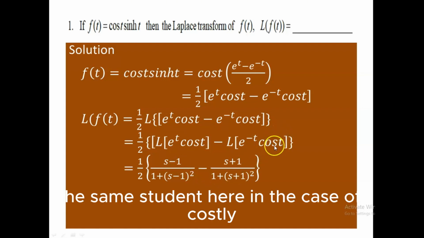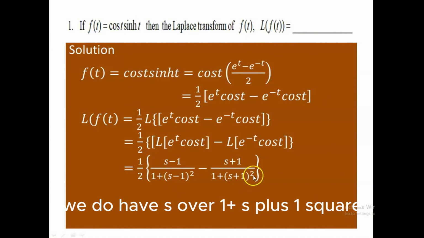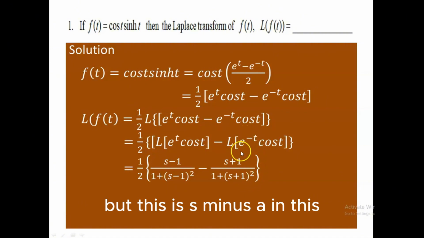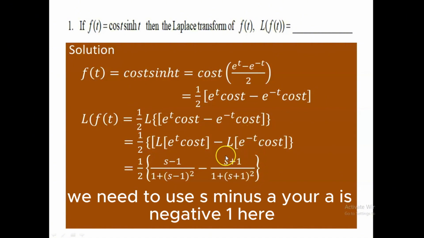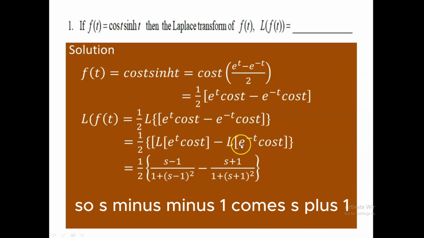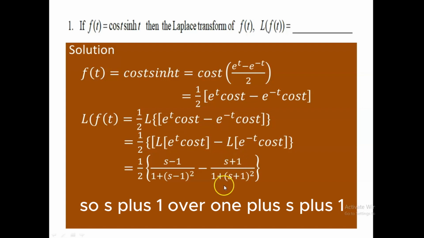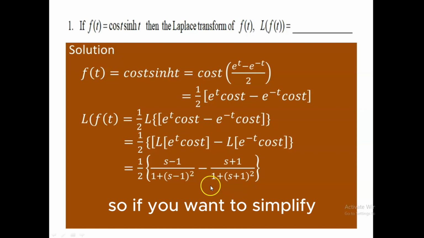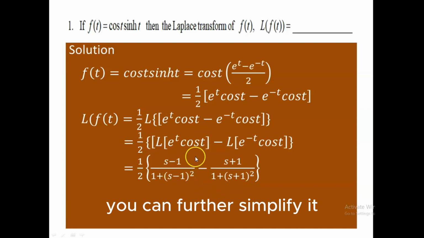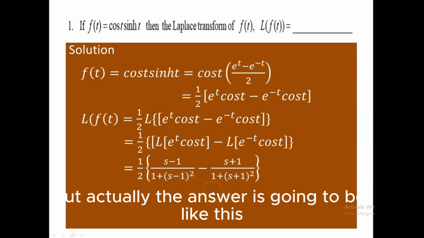In the case of cos t, we do have s over 1 plus s squared, but in s we need to use s minus a. Your a is negative 1 here, so s minus minus 1 comes s plus 1. So s plus 1 over 1 plus (s plus 1) the whole squared can come. If you want to simplify, you can further simplify it, but actually the answer is going to be like this, as you see.